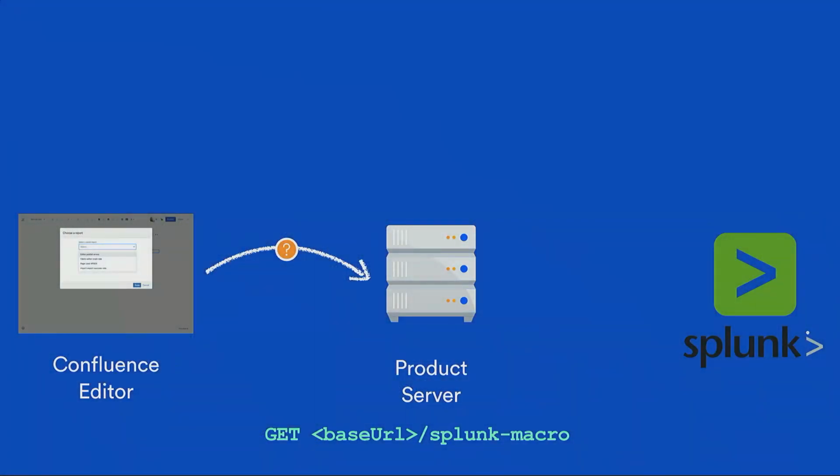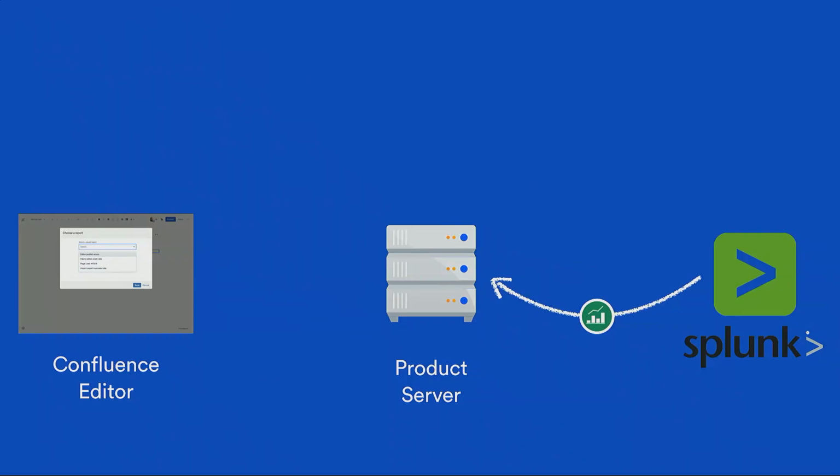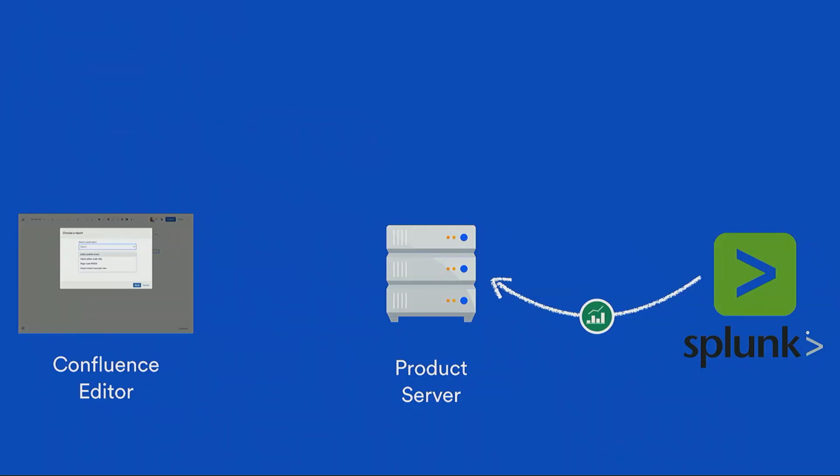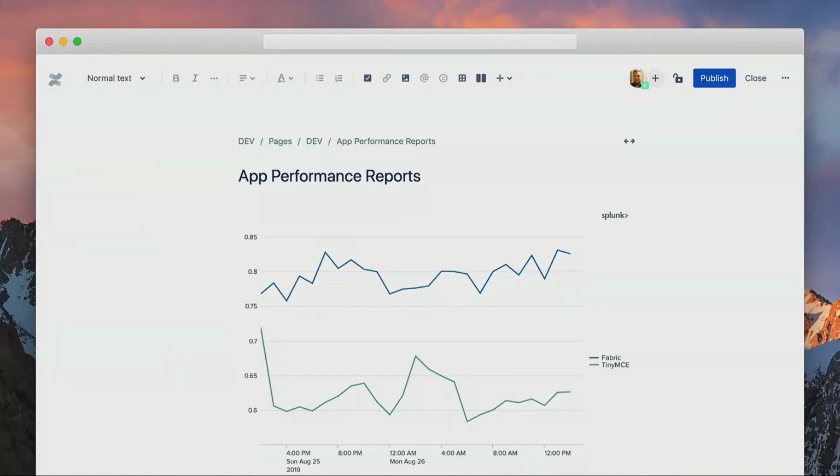When that page is loaded with the macro in it, Confluence makes a call to your product server at the URL you defined. Then your product server can fetch the information from Splunk, and once it gets the response, it can return the iframe contents back into Confluence and display the report on the page.